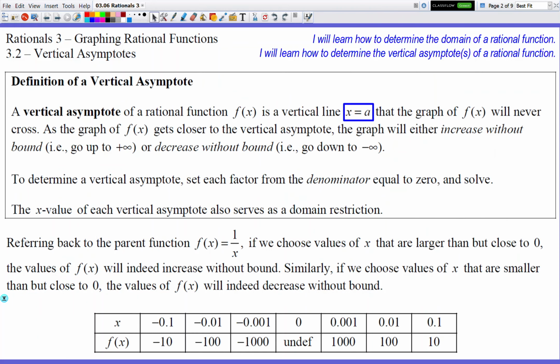So in this lesson, I'm going to teach you how to find the location of that dashed line. And when we find the location, we're going to express it using the equation for a vertical line, which is x equals a number. In this slide, it says x equals a, but a basically means whatever number corresponds to the location of that dashed red line. So I'm going to teach you how to find that location based on the rational function equation that we give you.